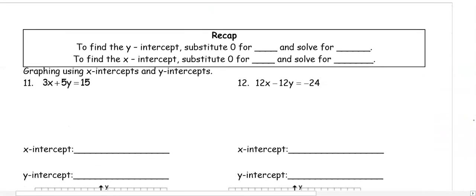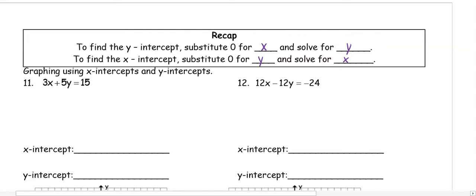So for a recap, when we are trying to find our y-intercept, we're going to put 0 in for x, and we're going to solve for y. When we're trying to find the x-intercept, we put 0 in for y and we solve for x. So basically what's going to happen is we're just going to ignore the variable that we're not trying to find because that's going to have a value of 0.